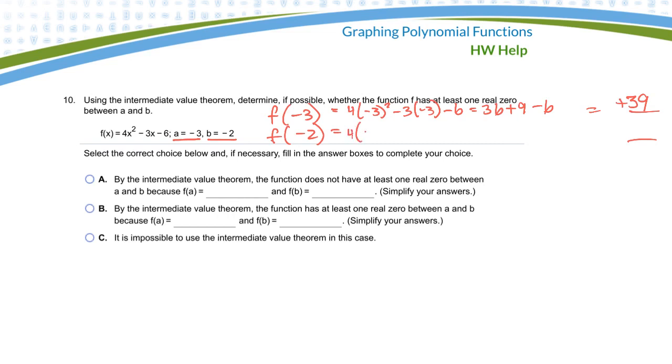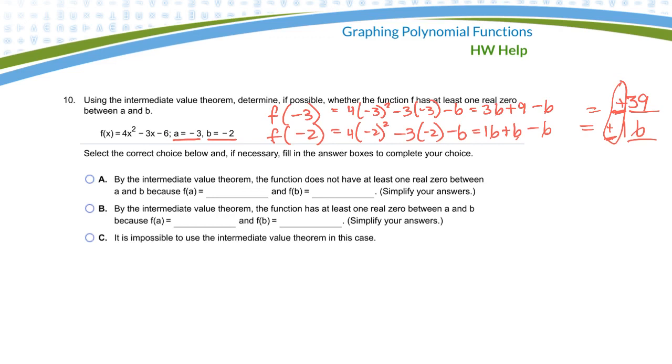Let's see what happens with minus 2. Minus 2 squared, minus 3 times minus 2, minus 6. Minus 2 squared is 4, times 4 is 16. Minus 3 times minus 2 is a positive 6, minus 6. So 16 plus 6 is 22, minus 6 is 16. Positive though. So they're both positive, and that tells me I can't tell whether there's a 0 in between them or not. There could be a 0, there could be 2, there could be more zeros than that, but because they're both positive, I can't definitively say that there is a 0 in between them.